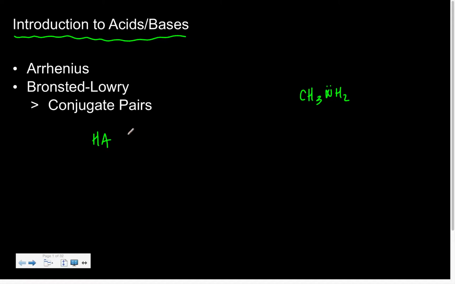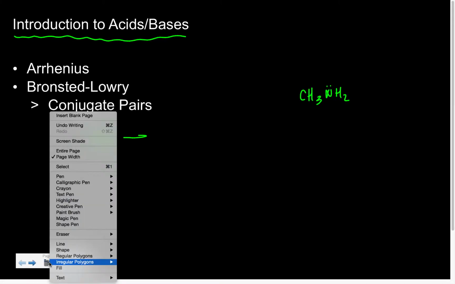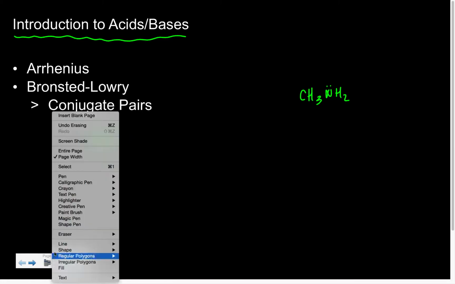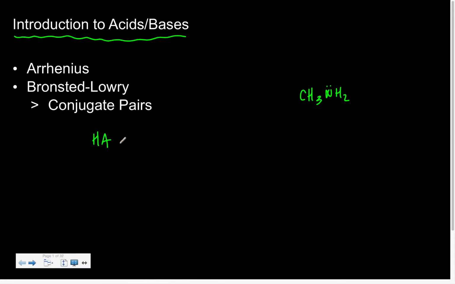So, in terms of our conjugate pairs, let's say that we have an acid that we're going to symbolize this way. And that acid, in conjunction with water, has the ability to do this. Basically now we are talking about reactions with water, wherein we have our aqueous acid, our liquid water, forming this and this.